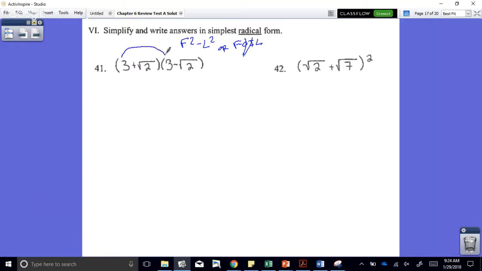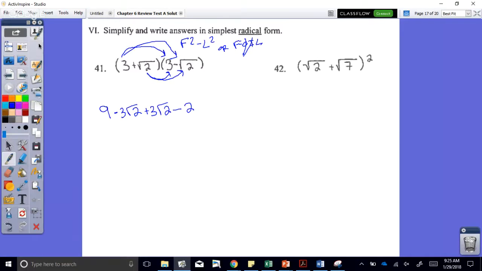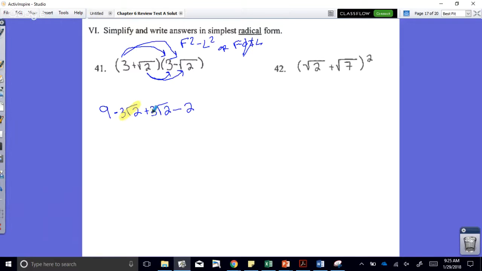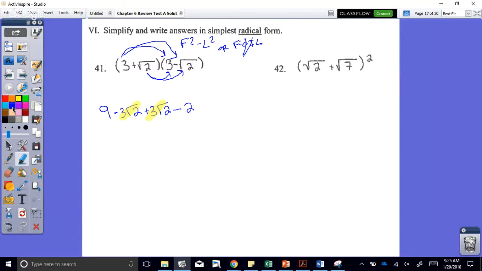So for starters, I'm going to take 3 times 3, which is 9. 3 times negative root 2 is negative 3 root 2. Positive 3 times root 2 is positive 3 root 2. And negative root 2 times root 2 is negative 2. Now if you notice on the inside, again, we have negative root 3, and both of those are going to cancel. So all I have to do to finish this is take 9.